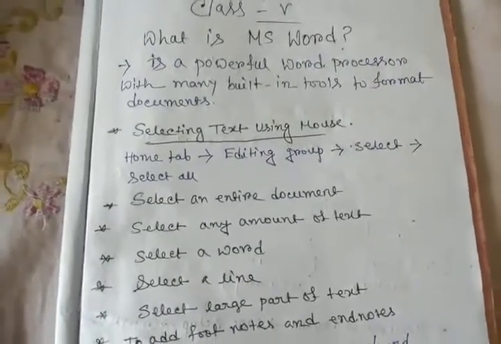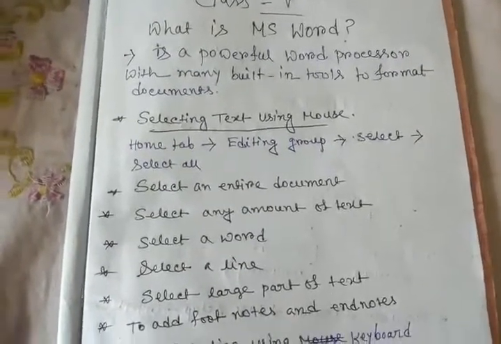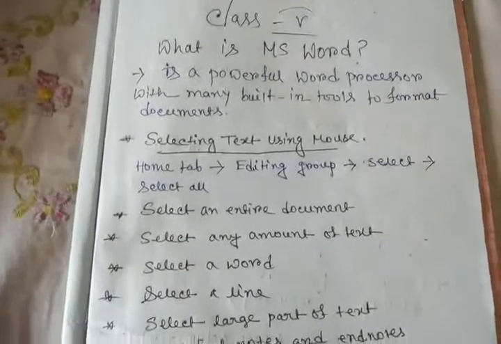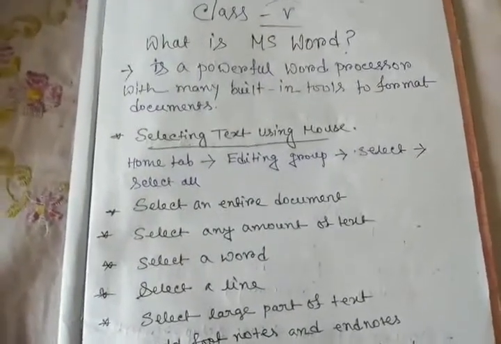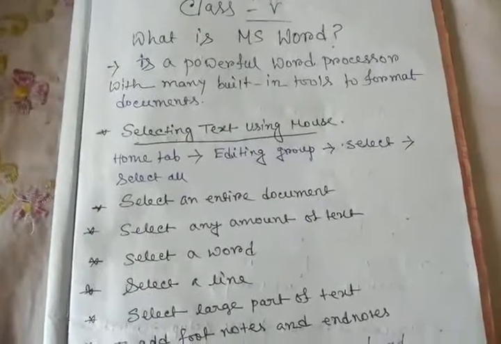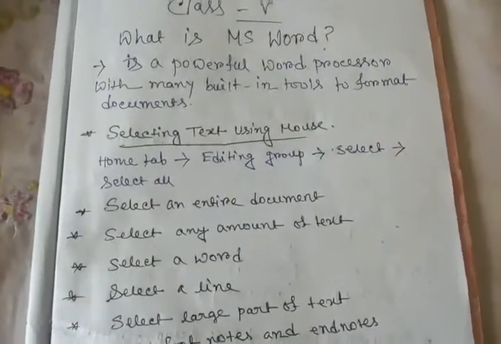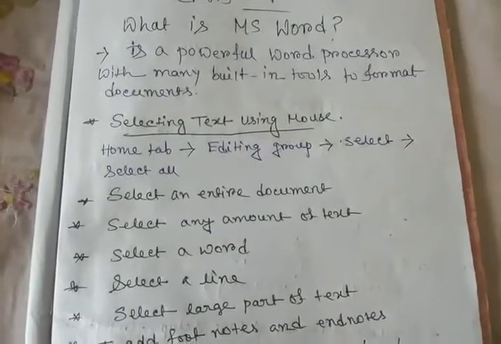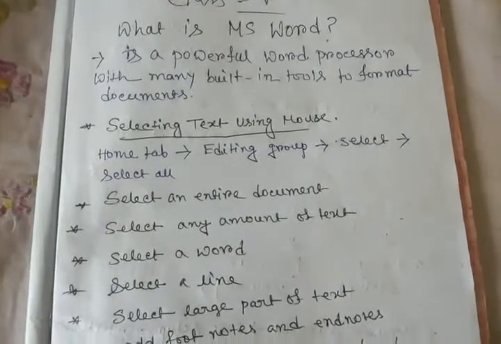But to do any kind of formatting or editing, you need to select the text first. To select the text, you have to follow some steps. If you want to select the text by using the mouse, then at first you have to go to the Home tab. In the Editing group, click on Select and then click on Select All from the drop down menu.